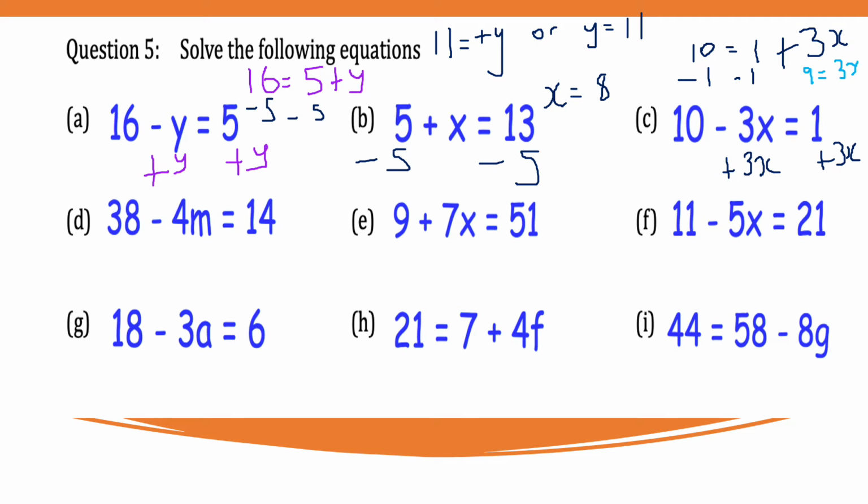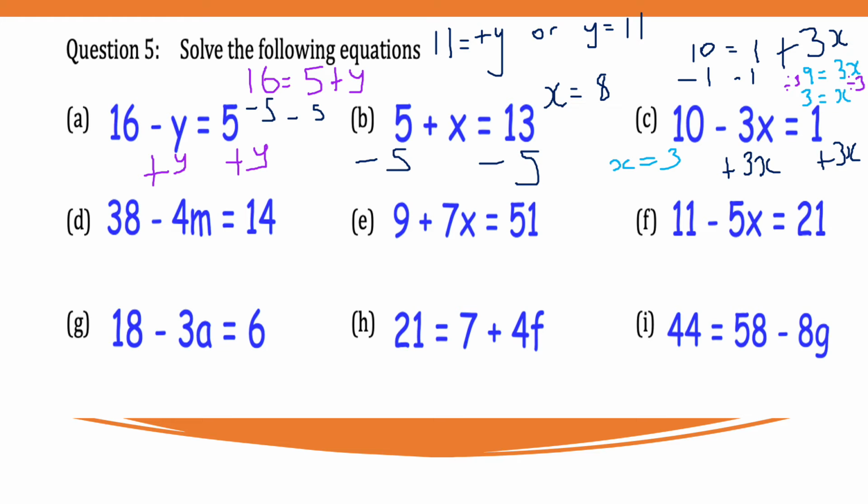3x means 3 times x, so dividing both sides by 3, I get that 3 is equal to x, or x is equal to 3. So x equals 9 divided by 3, which is 3. At this step, I've divided both sides by 3 because 3x means 3 times x, and the inverse operation is to divide by 3, because then it will cancel out the multiplication.